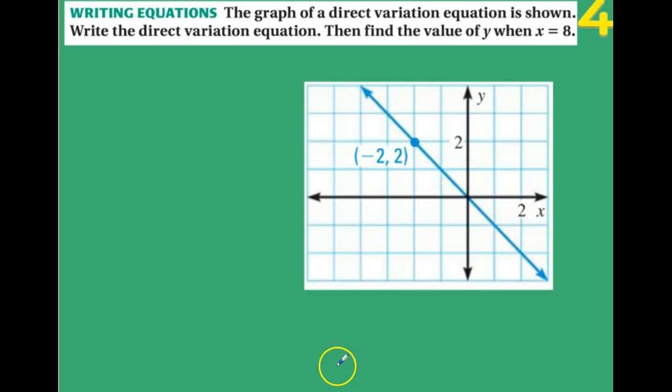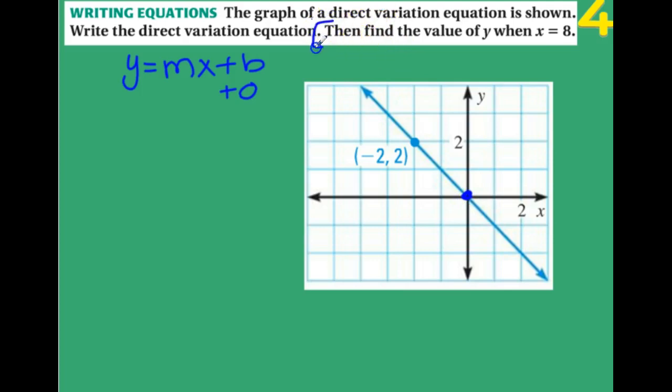Next, we have two problems where we are going to write an equation. It says the graph of a direct variation equation is shown. Write the direct variation equation. So that is in the form y equals mx plus b. We just know b is going to be 0 because it goes through the origin.